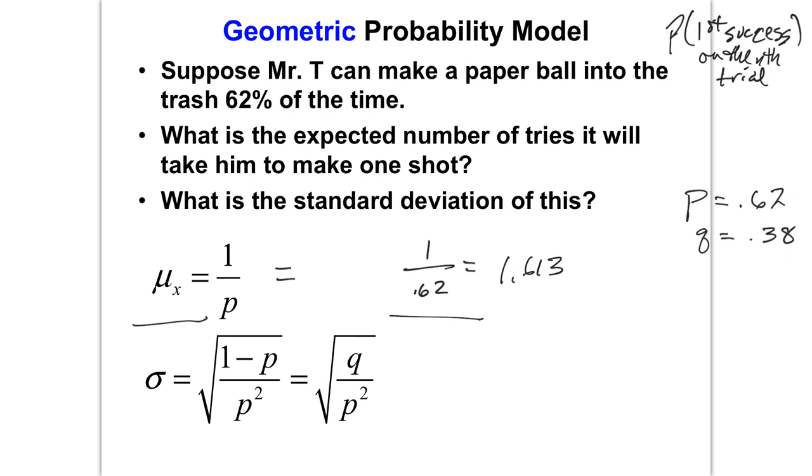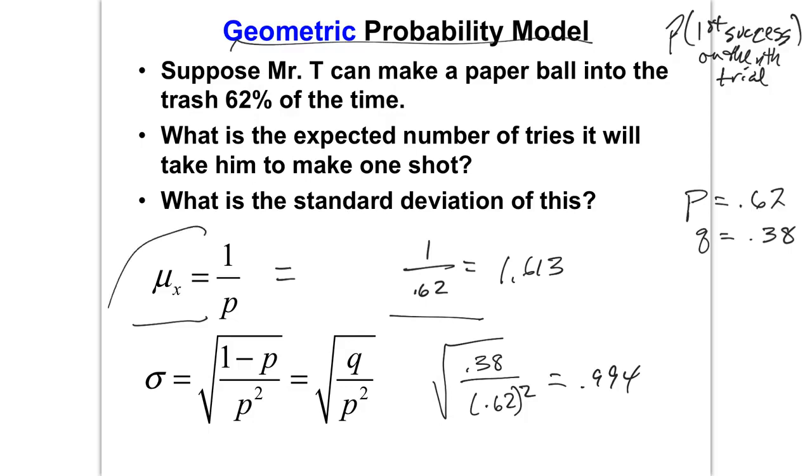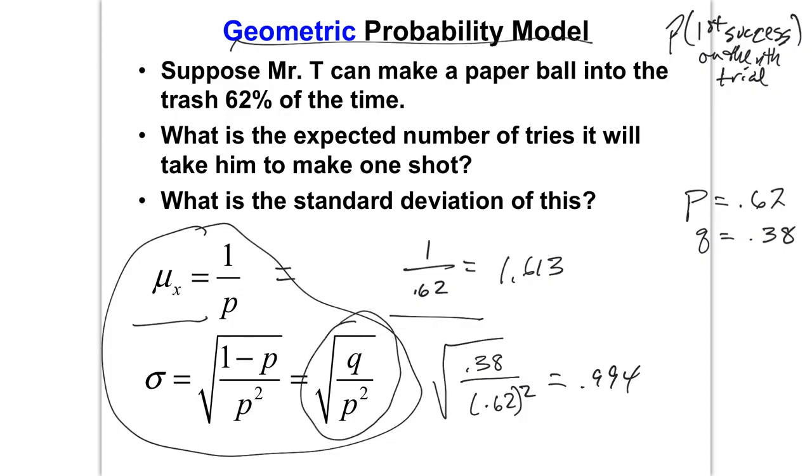The standard deviation of this will be the square root of 0.38, which is Q, divided by 0.62 squared, all square rooted. You can calculate that, which is about 0.994. So finding the mean and standard deviation of a geometric probability is this. These formulas are not on the formula sheet, so probably something you ought to know. The rest of the stuff we'll have in this unit, I believe, will be on the formula sheet.